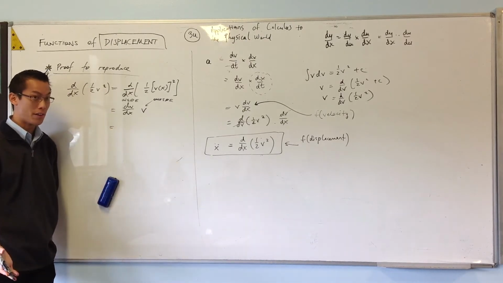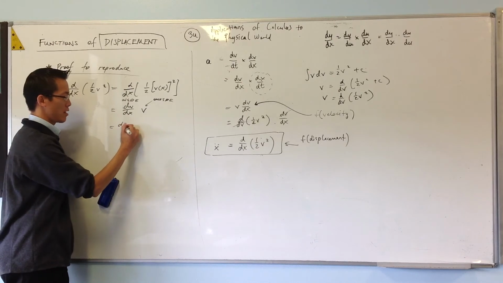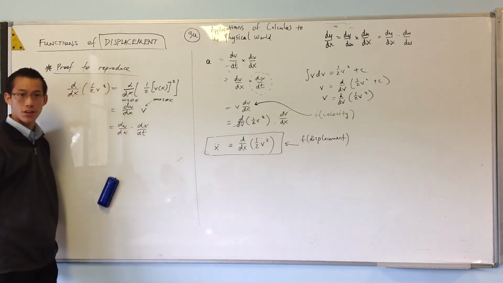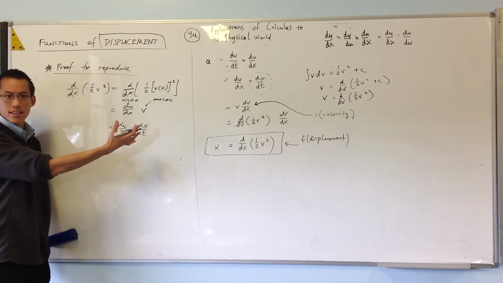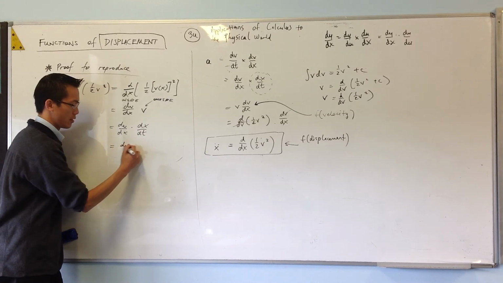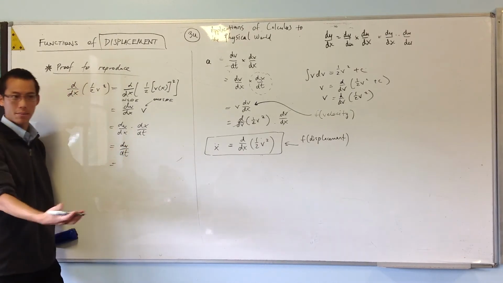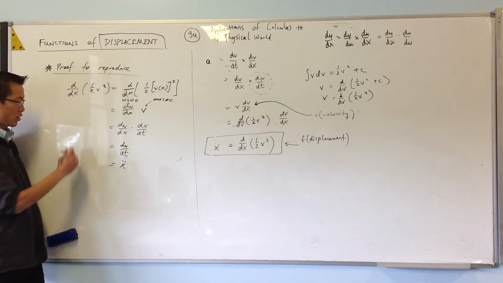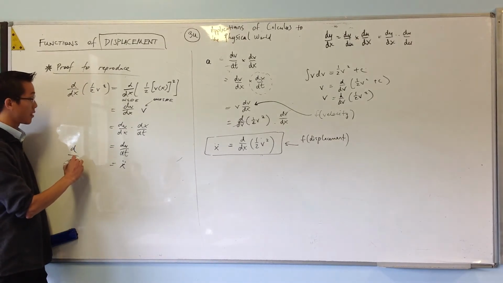Now, what am I going to do with this? Well, I know what v is. By definition, v is dx on dt. And again, you can see an instance of chain rule happening. So I'm going to cancel my dx's, which leaves me with dv on dt, which again, by definition, is x double dot, or acceleration. So you can see I landed at the same spot.